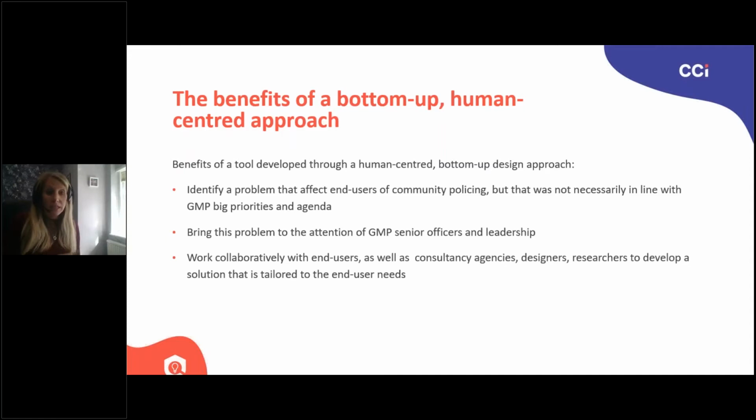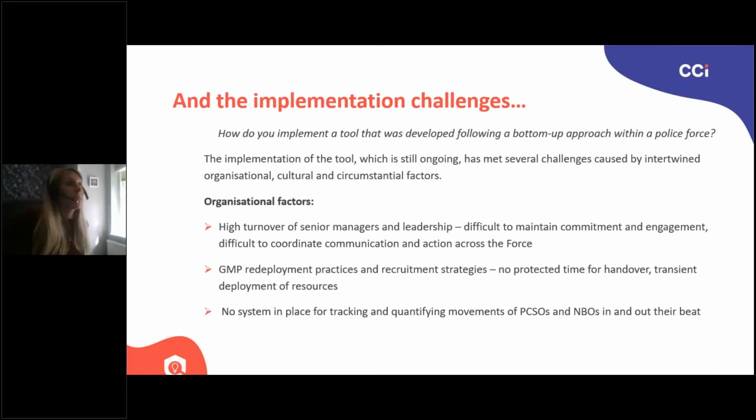We identified this problem and we brought evidence of it to the attention of GMP senior officers and leadership, and that happened because we were able to adopt this bottom-up approach and work collaboratively with end users throughout the whole process. We were also able to work with multidisciplinary teams of designers, researchers and consultancy agencies within the CCI consortium. So these were clear benefits.